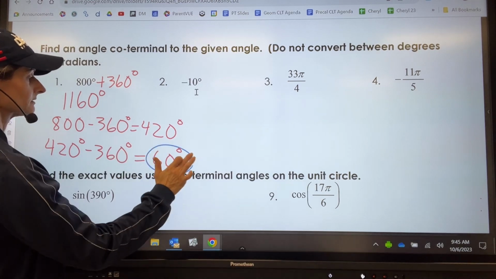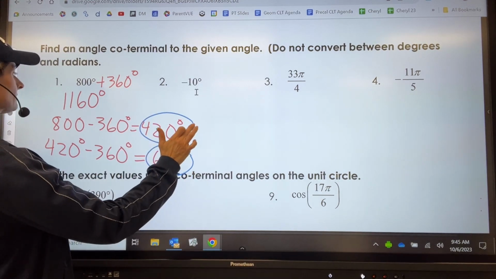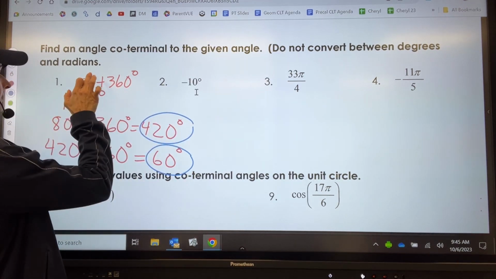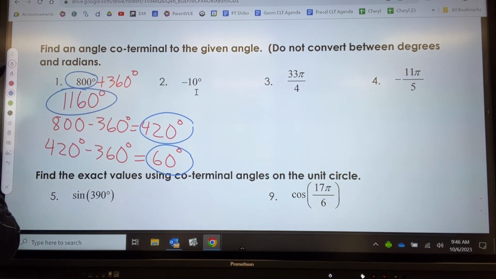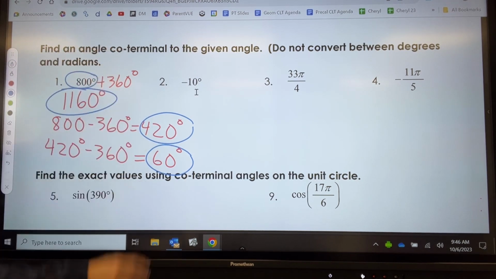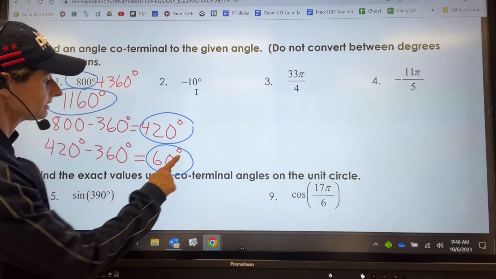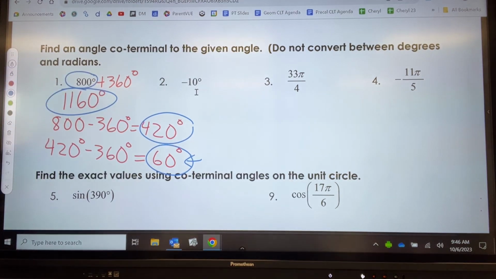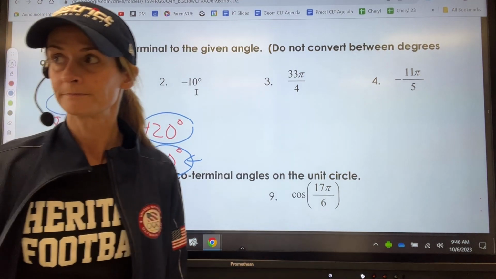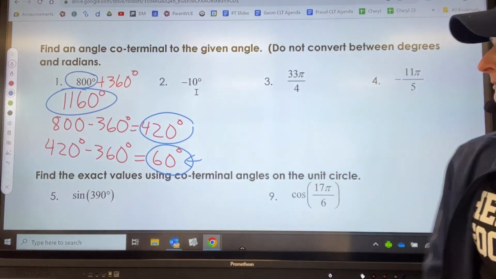60 degrees, 420, add another 360, I get the 800. Add another 360, I get 1160. And for this problem, any of those answers are fine. But if they say between 0 and 360, that needs to be your answer. How are we doing? Good? That's all there is to it.